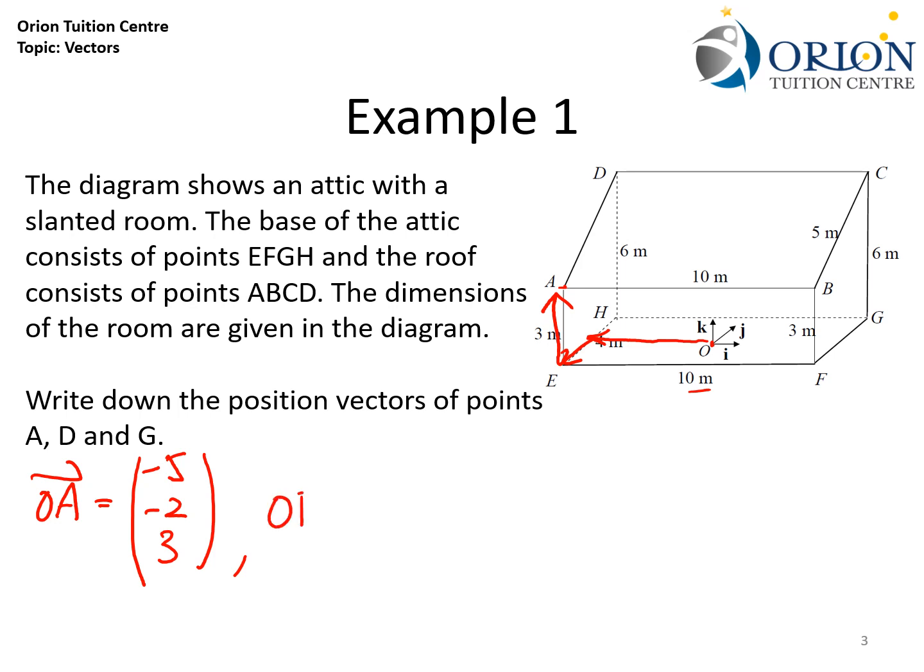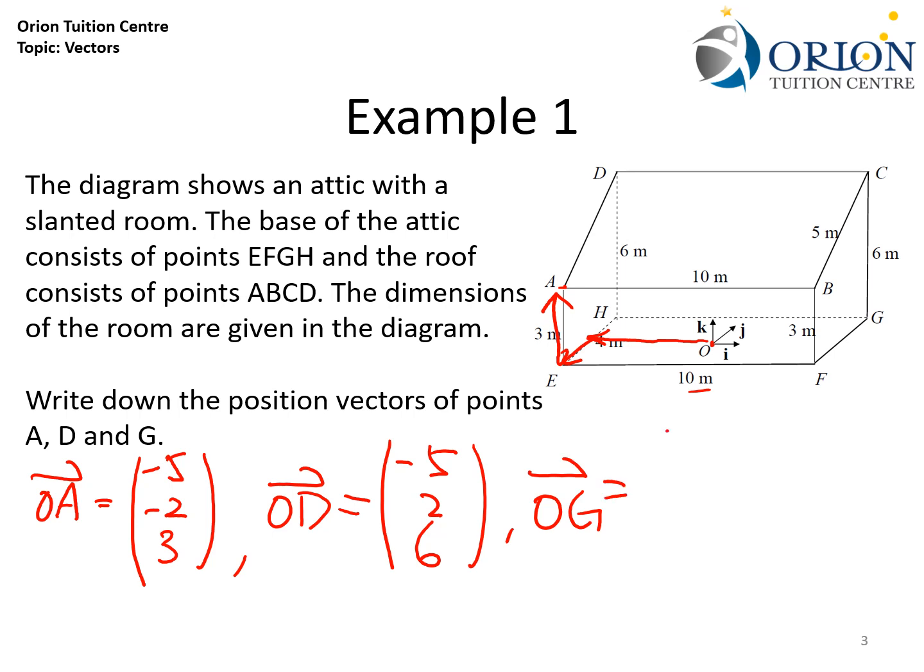Similarly, we can find OD to be equal to minus 5, 2, and 6. And OG will be equal to 5, 2, 0.